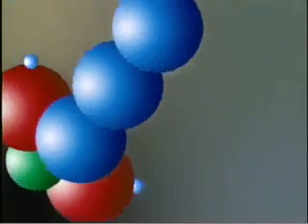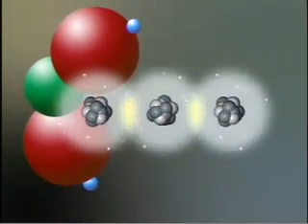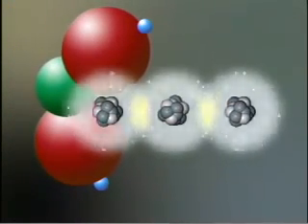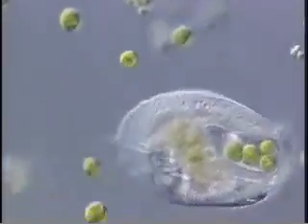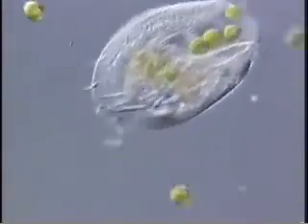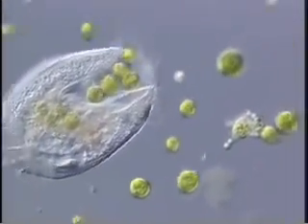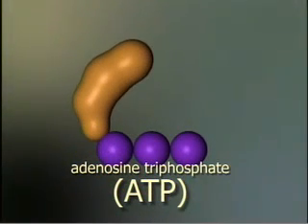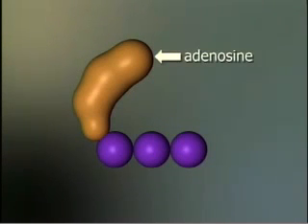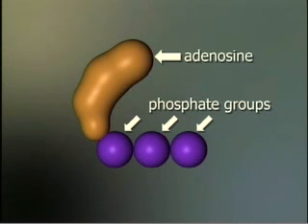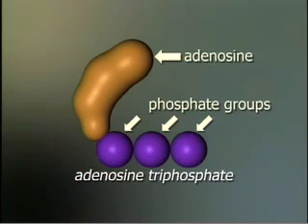The kind of energy cells use is chemical bond energy, the shared electrons that hold atoms together in molecules. Most cell processes use the same energy source, the rechargeable energy carrier, adenosine triphosphate. ATP has this arrangement: a molecular unit of adenosine coupled to a chain of 3 phosphate groups, thus the name, adenosine triphosphate.